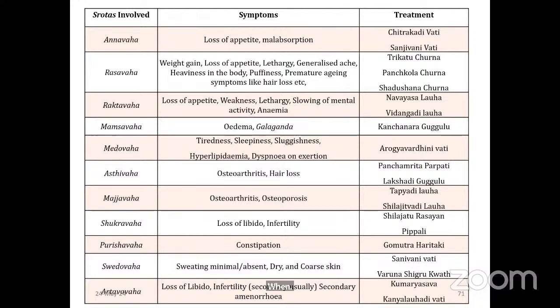is useful. In the condition of involvement of Svedavaha Srotas, when the patient has minimal sweating or absence of perspiration or dry and coarse skin, then Sanjivani Vati and Varunadi Kwath should be given. When the patient has constipation, then Gomutra Haritaki in obese cases is the choice of drug. And when Artavavaha Srotas involvement is there, then at that time Kumaryasava or Kanyalohadi Vati can be given. Next.